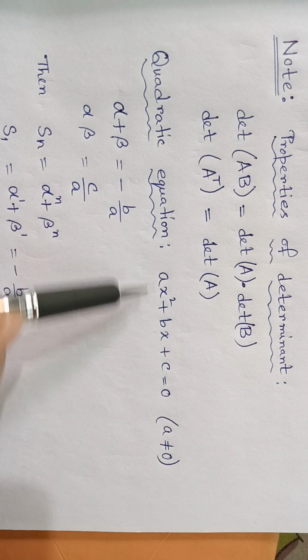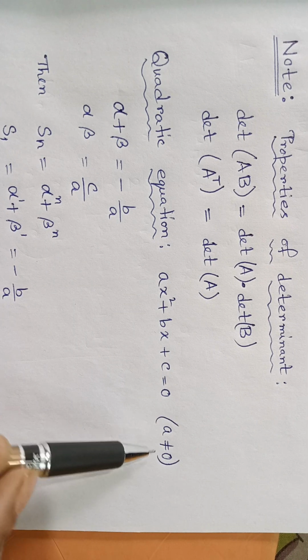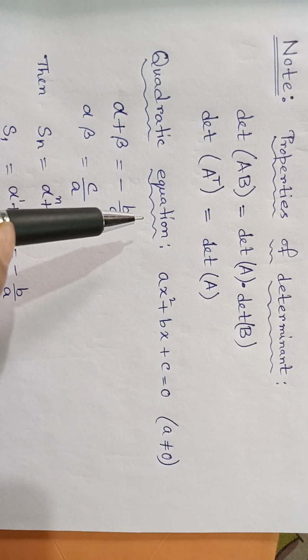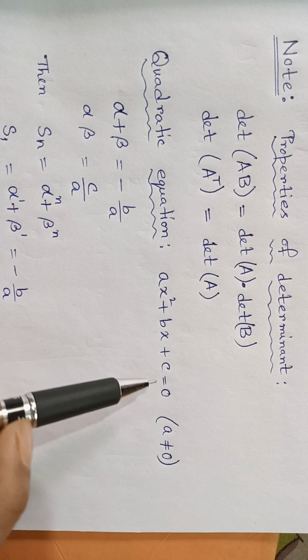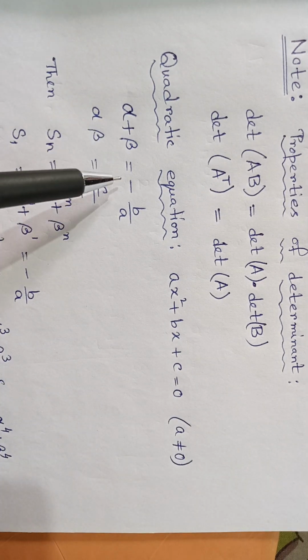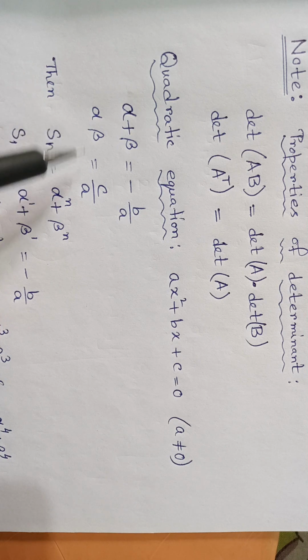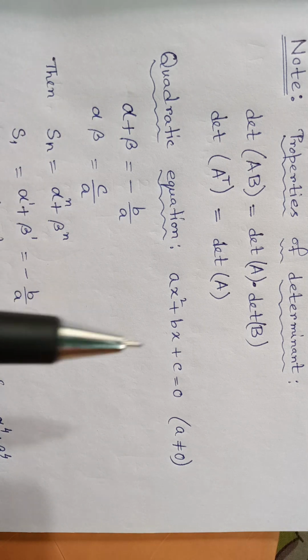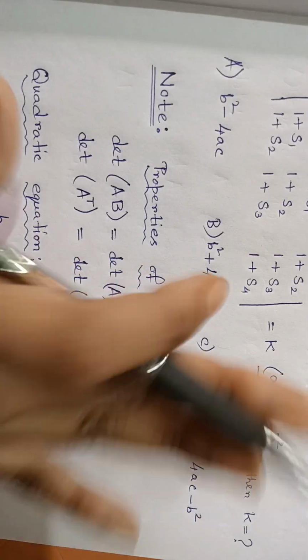Also, this equation, that is ax square plus bx plus c, where a is non-zero, is called the quadratic equation, we know. And if alpha, beta are two roots of this equation, then the sum of two roots is equal to minus b by a, and the product of two roots will be c by a. So this basic requirement we need to know to solve this sum.